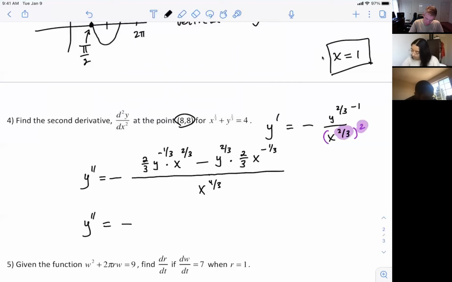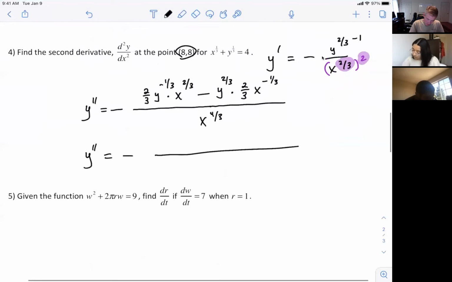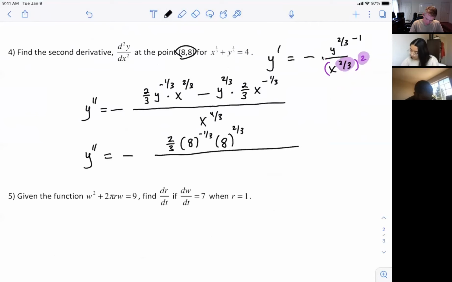So the negative's in front, and then it's 2/3, and then an 8 is raised to the negative 1/3, and an 8 is raised to a 2/3, minus, and then the other one is going to have the 2/3, and then the y is an 8 raised to a 2/3, and then the x is an 8 raised to a negative 1/3. And on the bottom, 8 is raised to the 4/3.